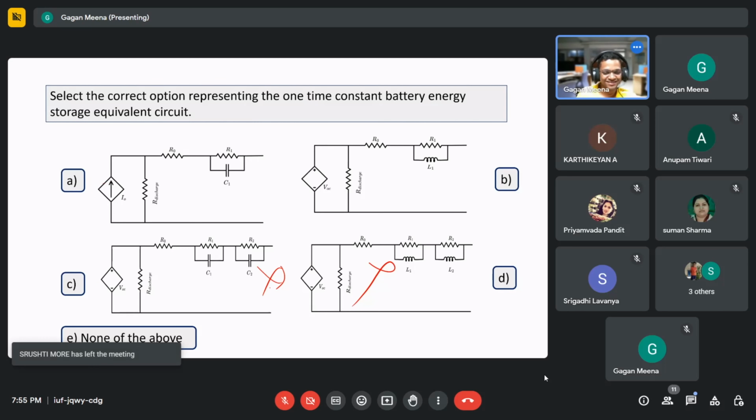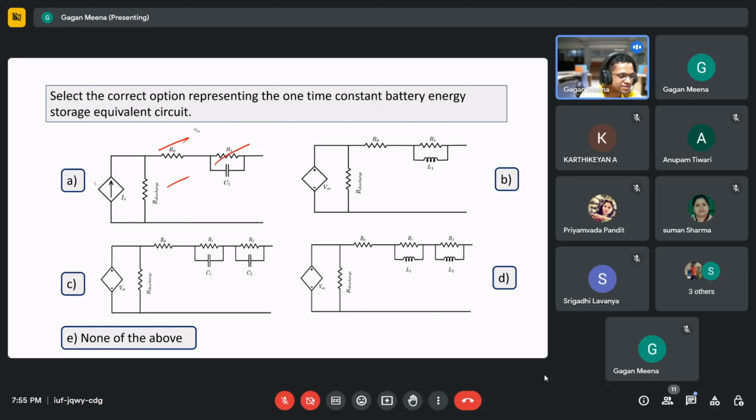You have to think. Last time also I gave this question. The same question was there. So this is the mistake which we make. We have to think about each and everything. Main thing is this source: is it a voltage source or a current source? Solar PV is a current source, but battery is a voltage source. This is also not correct, it's an inductor. So none of the above is correct.